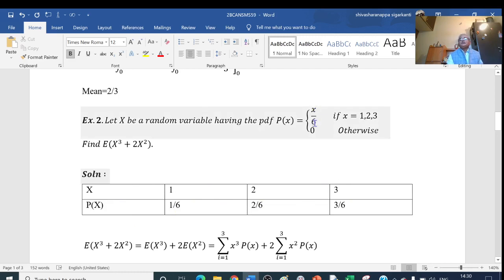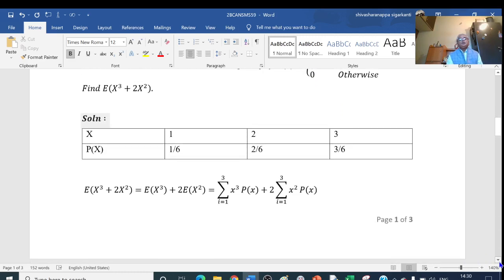X equal to 1, 1 by 6. X equal to 2, 2 by 6. X equal to 3, 3 by 6. These are the corresponding values of p(x). I have to find out E of x cube plus 2x square. That E of x cube plus 2x square equals E of x cube plus 2 into E of x square.